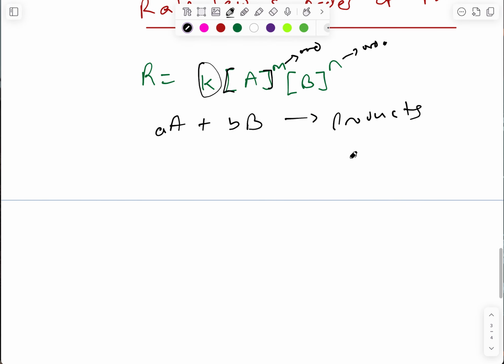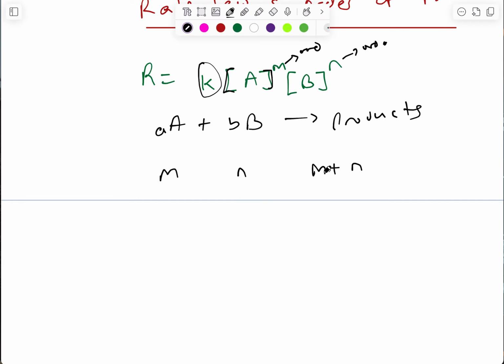For you to understand the order of a chemical reaction, know that you can decide to describe the order of this reaction using A only. So the order of this reaction with respect to A is order m. With respect to B is n. But if you want to talk about the overall order of the reaction, then that will be m plus n. And this actually tends to affect the whole rate.